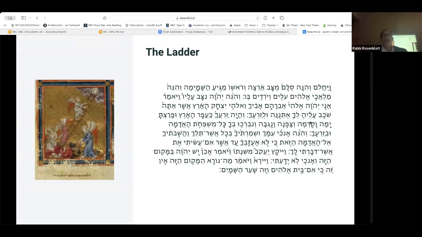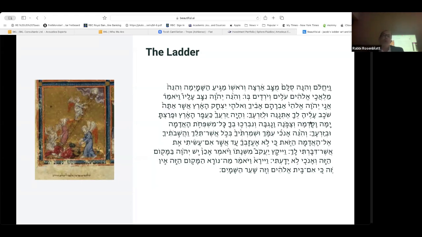I read the Hebrew because I think Hebrew is worth knowing. Vayachalom v'hinei sulam mutzav arza v'rosho magia shamayma. V'hinei malachei Elohim olim v'yorodim bo. So this is the first statement. I'm just going to translate it here. I have the full translation on the next page.